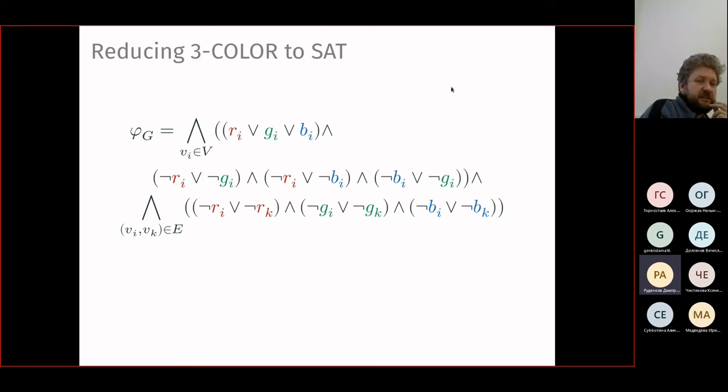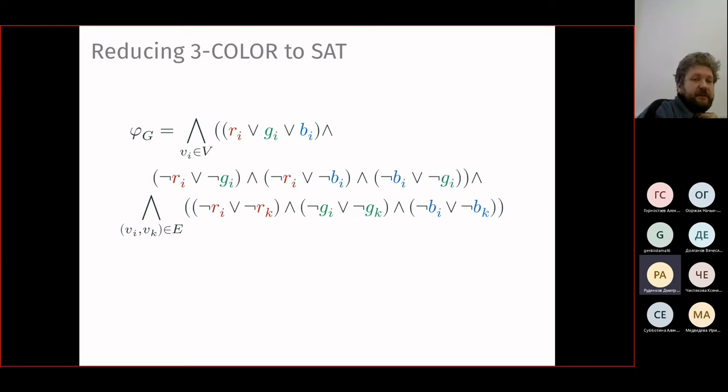This conjunction is the condition on each vertex individually. What do we say about each vertex? First, it should have a color. It's either red or green or blue. And it has only one color. So it cannot be red and green simultaneously, or red and blue, or blue and green. It has one color and exactly one. And this makes it a coloring. And the third line makes the correct coloring.